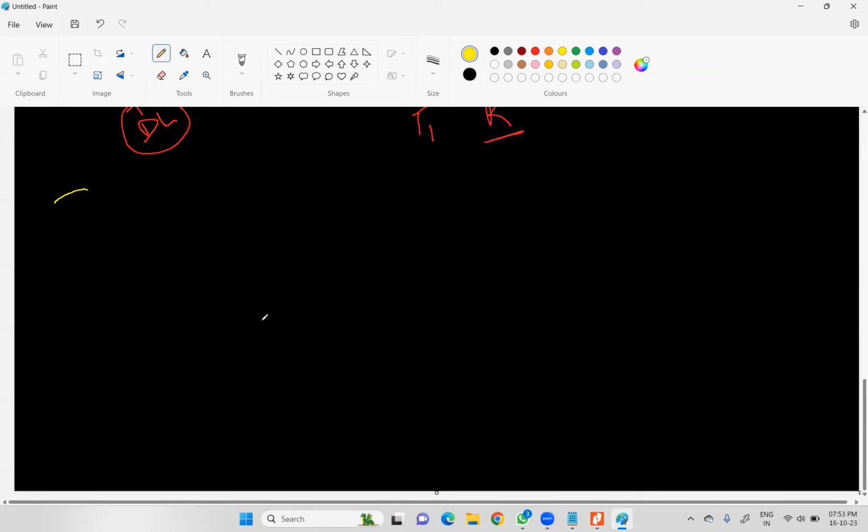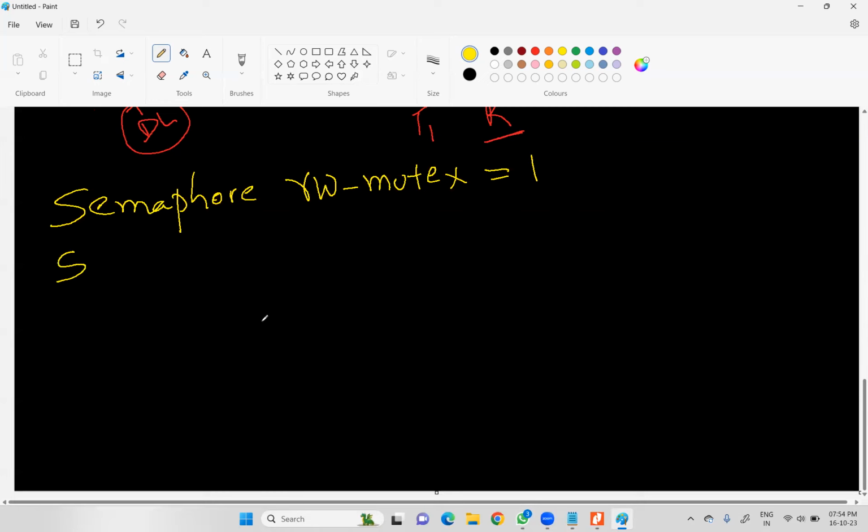First one is semaphore. Actually, semaphore is a data type as far as operating systems are concerned. RW mutex. I hope that you do understand what a mutex is. Mutex is a binary locking system. If it is one, it will be available for everybody to access the critical section, and if it is 0, it is not possible to access that particular critical section. Okay, that is what. Same semaphore again. Semaphore.